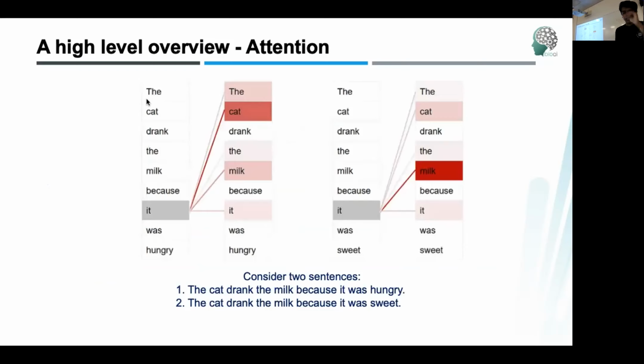So let's consider these two sentences over here. The cat drank the milk because it was hungry, and the cat drank the milk because it was sweet. So here the word it refers to two different things in two different sentences. In the first one, it refers to the cat. In the second one, it refers to the milk. So this is kind of the attention mechanism that goes on behind transformers.